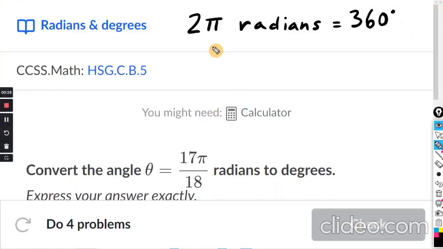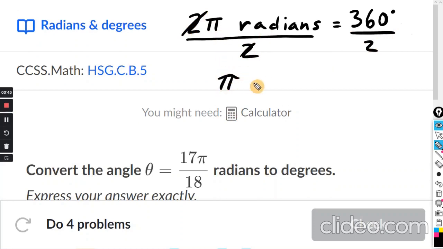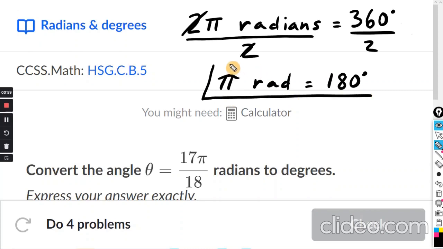So once you establish that 2 pi radians equals 360 degrees, if you want to simplify, you can just divide both sides by 2. Okay, the 2 over 2 cancels, and we're left with pi radians. I'll abbreviate RAD, and 360 divided by 2 is 180, and that's in degrees. So this is the conversion factor we're going to be using for this exercise. Pi radians equals 180 degrees.